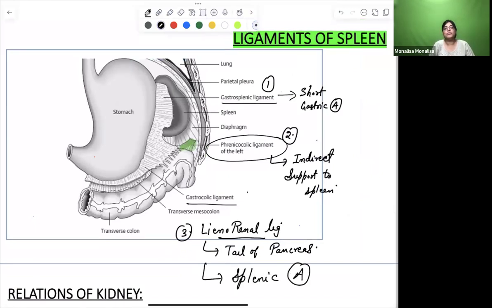Okay. So these are the 3 important. Gastrocolic ligament is more related with the stomach support. If I'm talking about the spleen, we have got 3 important ligaments: gastrosplenic, lienorenal, and phrenicocolic ligament. Basically, phrenicocolic ligament is indirectly giving support to the lower inferior aspect of the spleen. It is preventing the descent of the spleen.